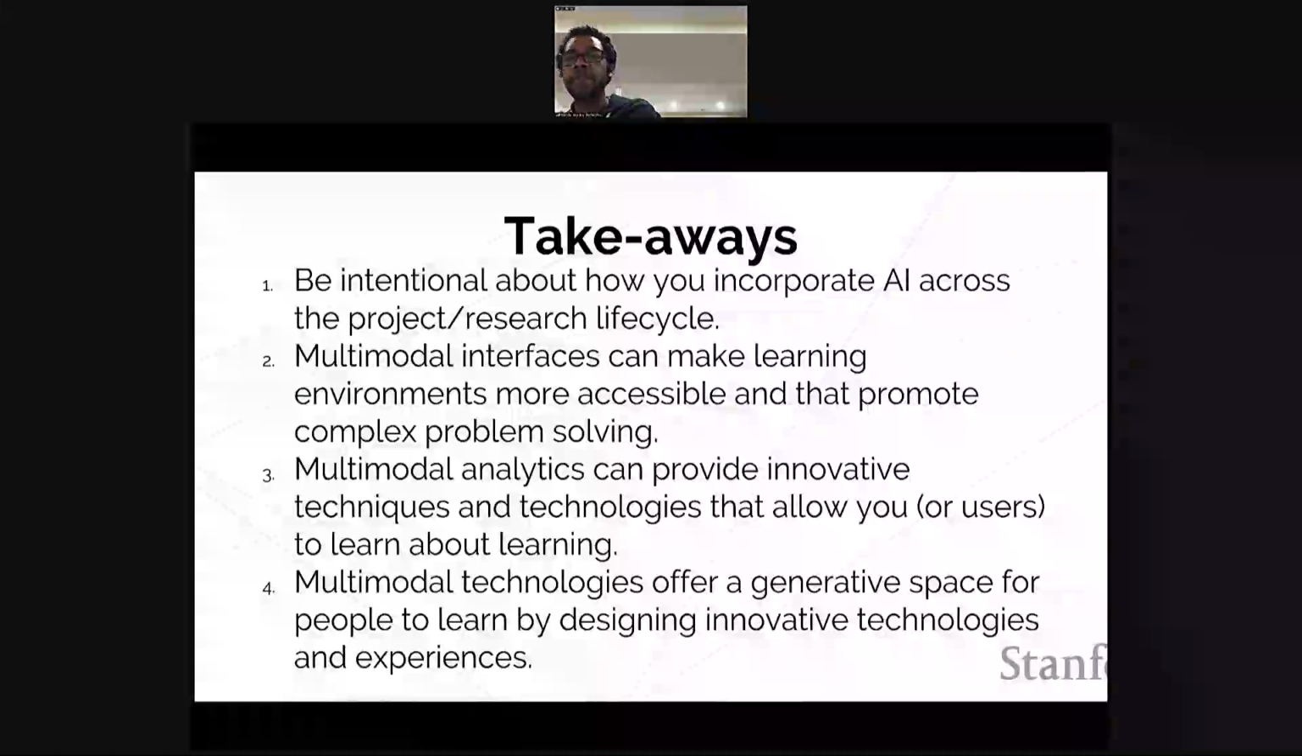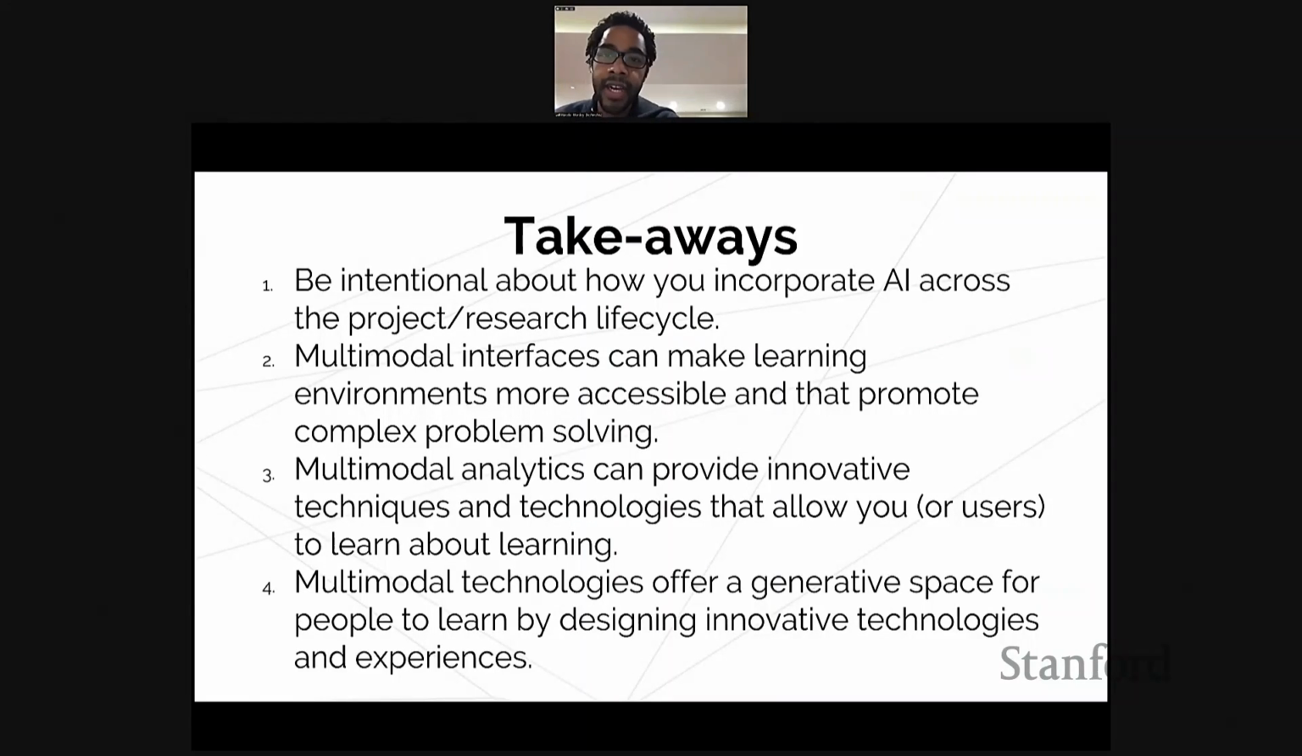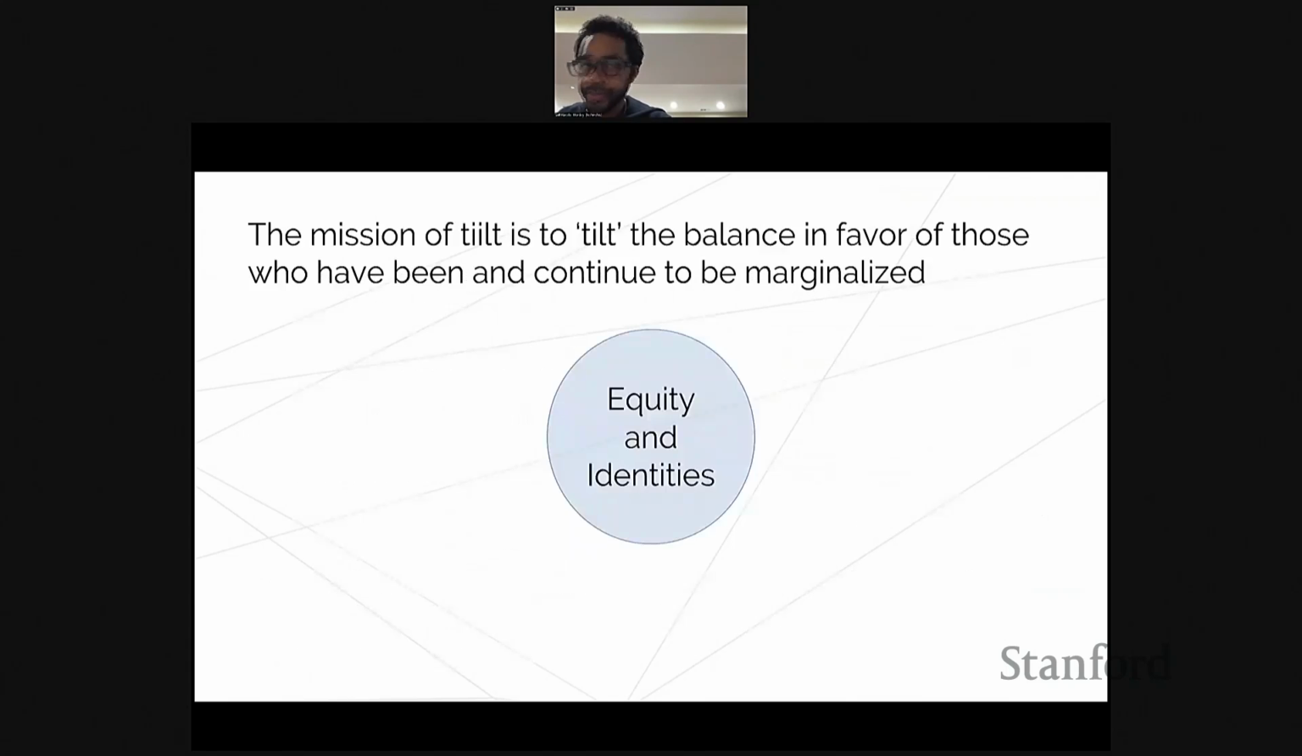Okay, so to wrap things up, hopefully I've touched on each of these four takeaways. Really, this idea of being intentional across the entire research lifecycle; the idea of multimodal interfaces being a way to create learning environments that are more accessible and that at the same time can promote different types of complex reasoning, complex practices; that multimodal analytics can provide innovative techniques and technologies for studying learning; and lastly, that engaging people in the design of multimodal technologies that are oftentimes leveraging AI can be another important way to promote learning.